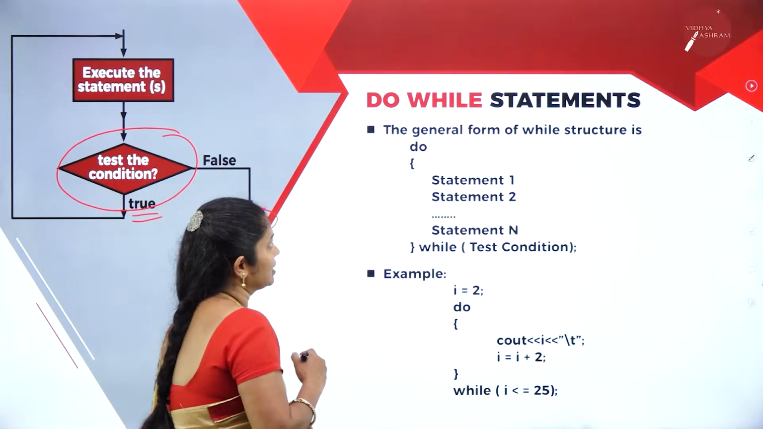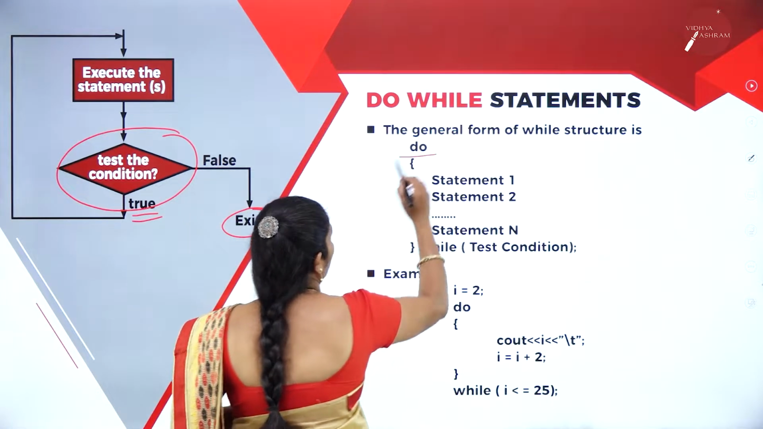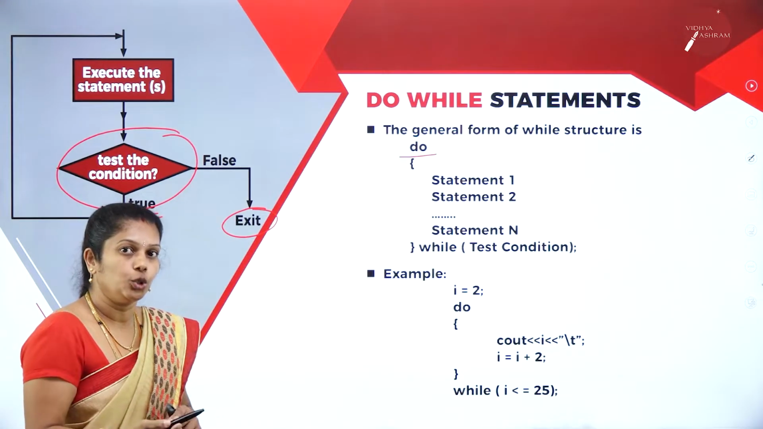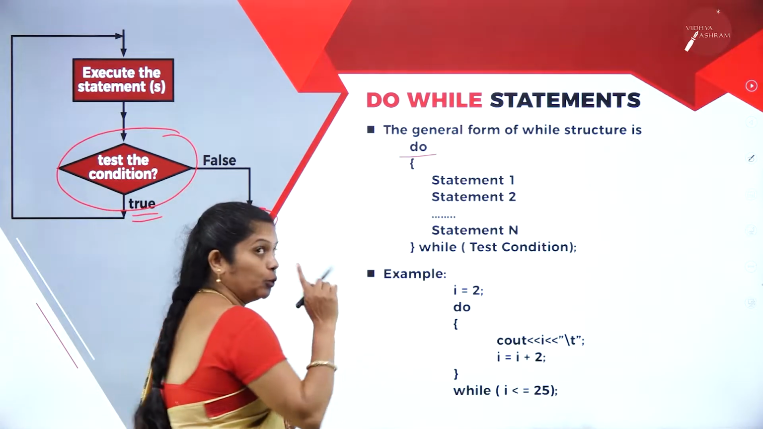When we come to the general syntax, first you have to use the keyword while. Whereas in the while loop we used to write while first, in do while, first we have to use the keyword do.